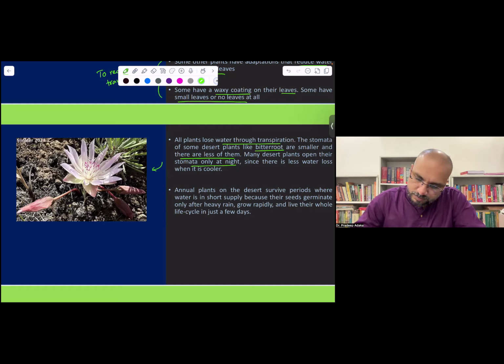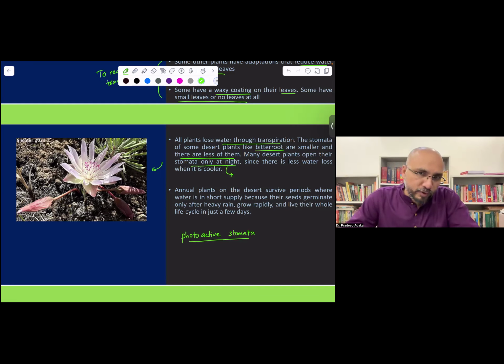So normally stomata opens during the day. It is called as photoactive stomata. Almost all the plants except few have photoactive stomata. So during the light, the stomata will open during the daytime, because photosynthesis happens during the daytime. So carbon dioxide has to enter into the plants so that it can be fixed in the form of carbohydrates. So this gas exchange, CO2 will enter, it will be fixed in the form of carbohydrates.